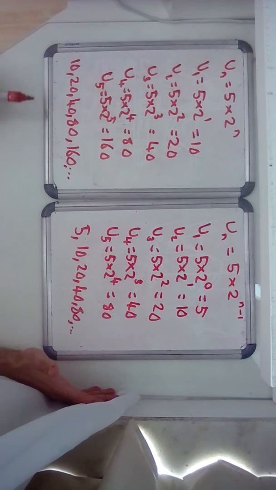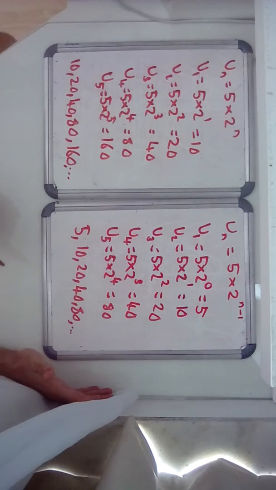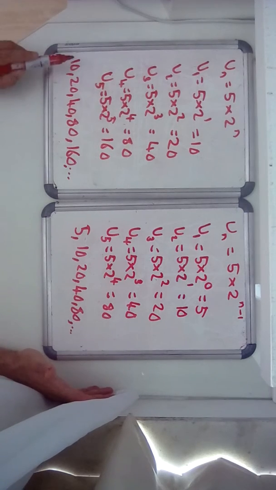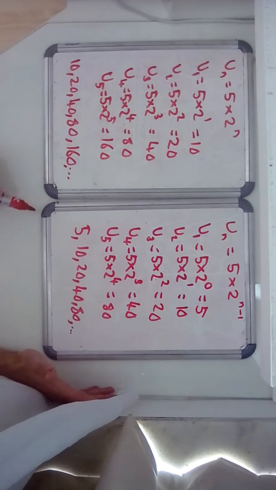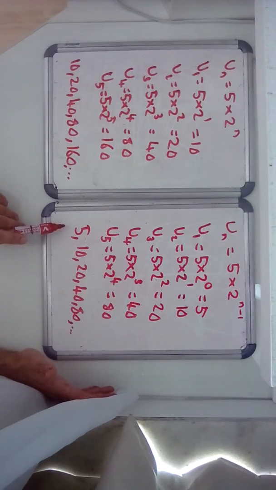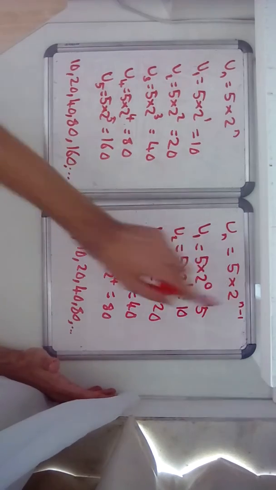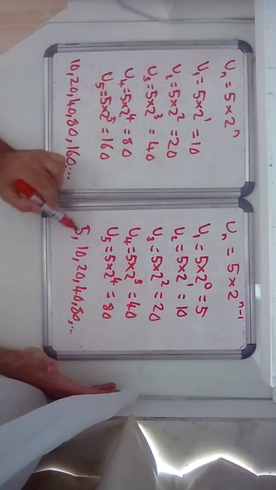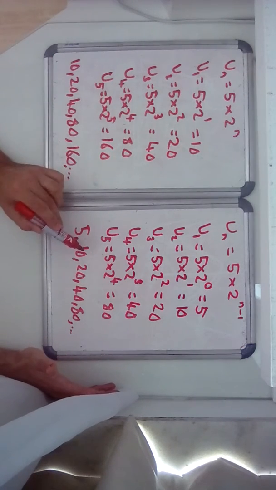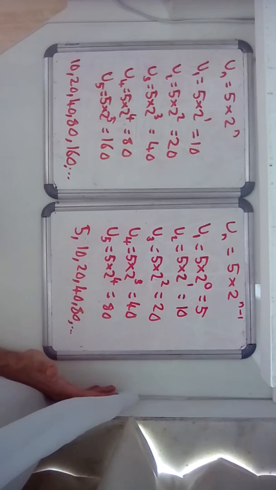So you can see these two sequences are exactly the same, apart from one crucial thing: they start in a different place. They have the same common ratio, and a lot of the numbers are exactly the same. It's just this one, because it was 2 to the power n, started on 10 and then doubled from there. This one started on 5 because of this n minus 1. It just started one number earlier and then doubled from there. So they're very, very similar sequences.